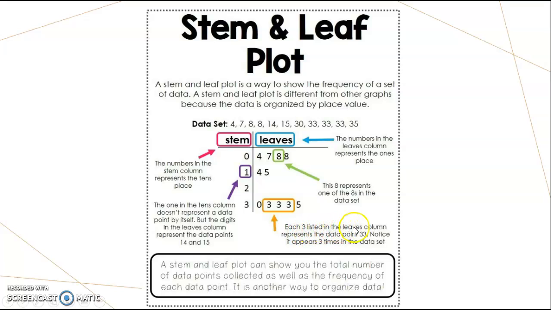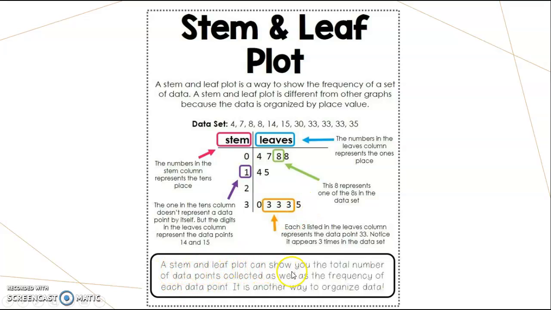Each 3 listed in the leaves column represents the data point 33. Notice it appears 3 times in the data set. So here we look at our 3s. There's a 0, which is right there. Then we have 33, 33, 33. We have three 33s, which means we're going to have three 3s here, because one number goes for each one. And then this one goes over here. And then we have our 35, for which you put the 5.